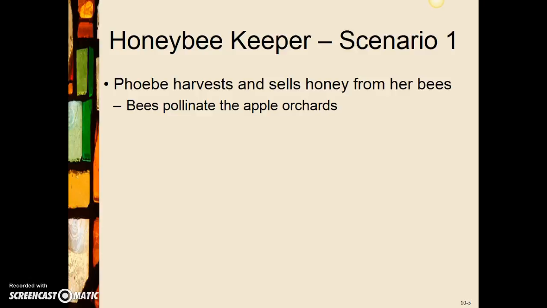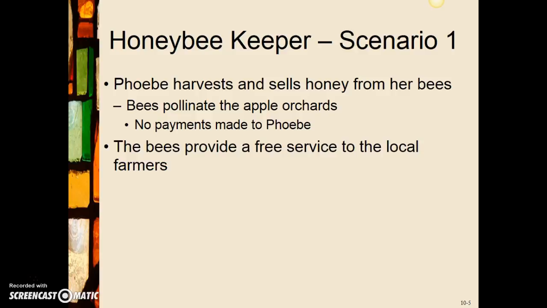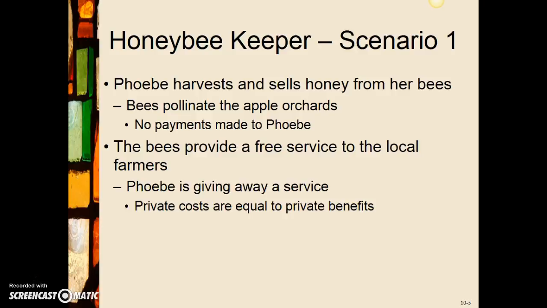And her next door neighbor is an apple orchard. Her bees go pollinate the apple orchard, and no payments are made from the apple orchard to Phoebe. So basically the orchard is getting this extra benefit from the activity of Phoebe harvesting and selling honey from her bees. The bees provide a free service to the local farmers. Basically she's giving away this service.